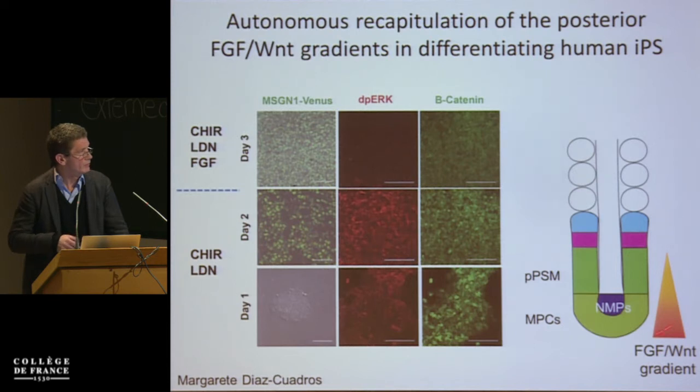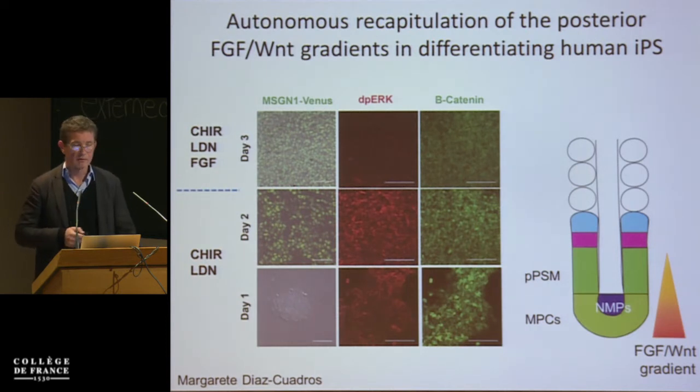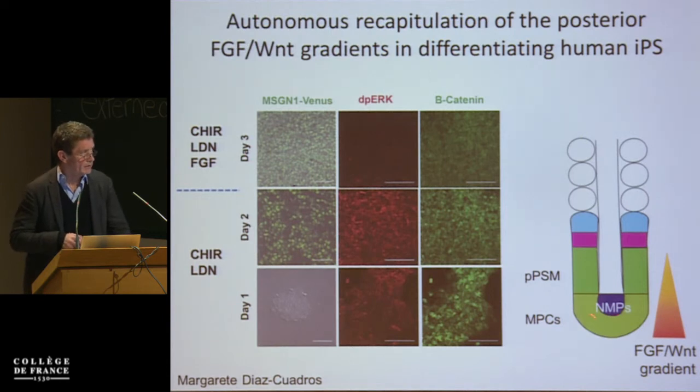Similar at day 2, which means that we're in this equivalent region of the high level of the gradient. And then at day 3, there is a sharp decrease of the signaling by DP-ERK and beta-catenin. So again, the differentiation sequence nicely recapitulates the developmental stages of this lineage as we understand them.